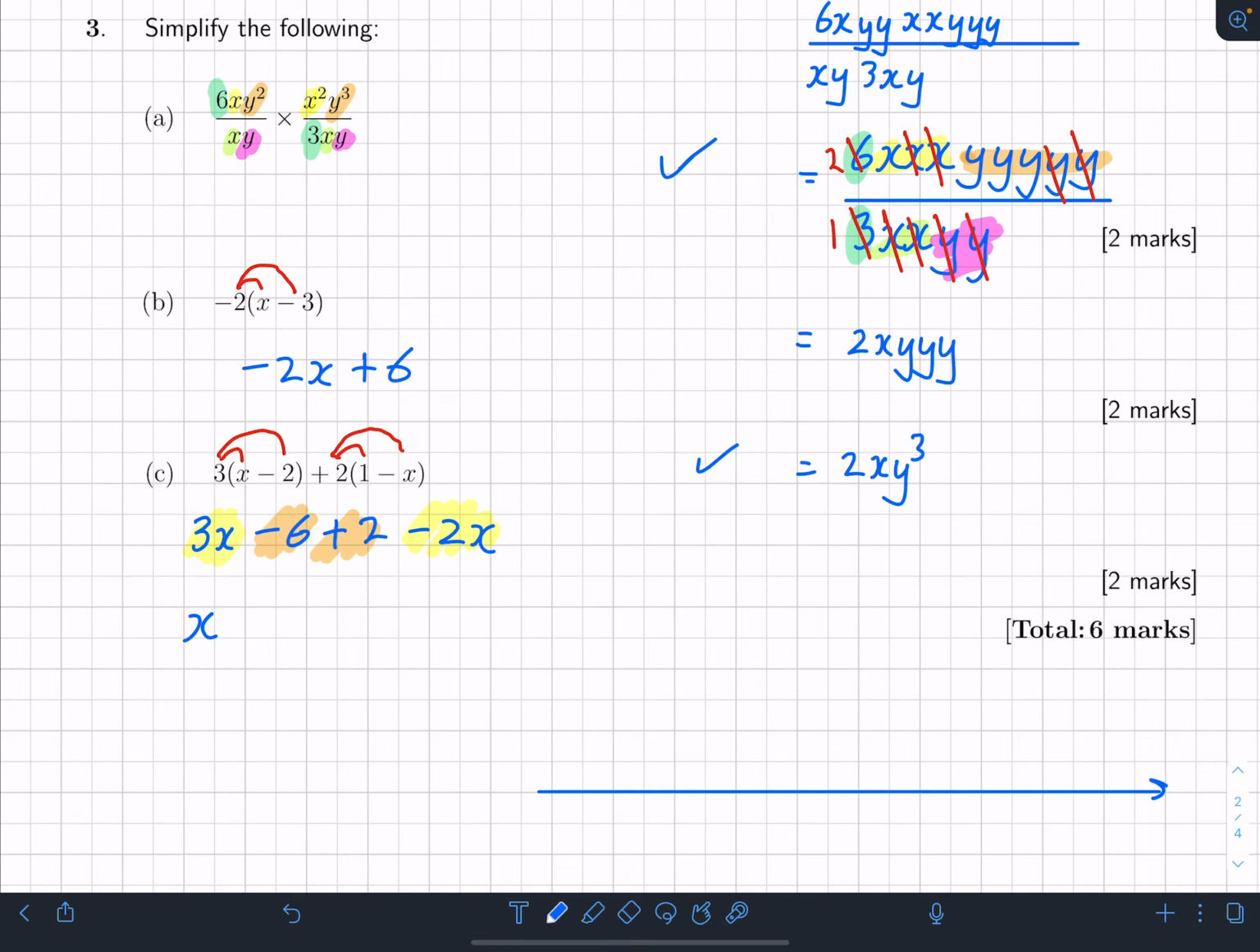If we do a number line. And so we're at negative 6, and then we're going to plus 2. So we're negative 5, negative 4. And so then we've got negative 4. So there's our answer for question 3c, which is x minus 4. Excellent.